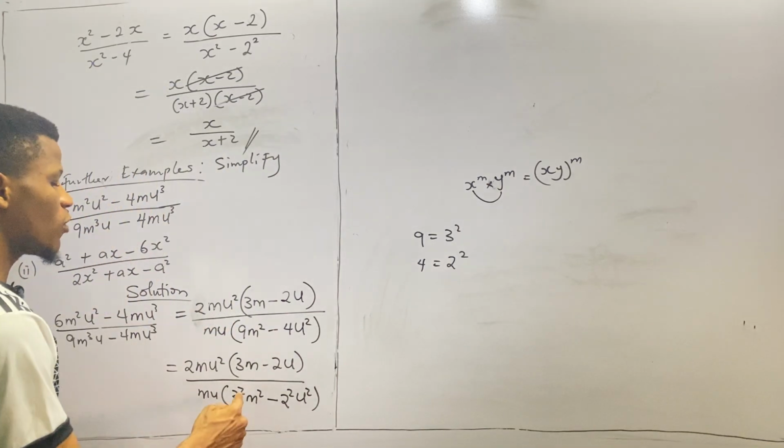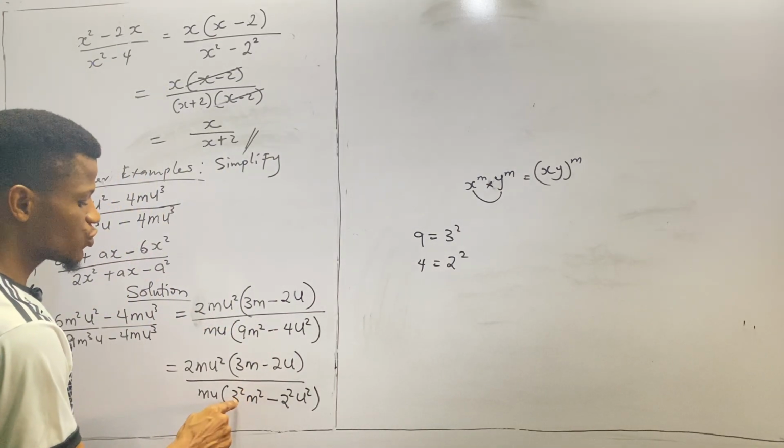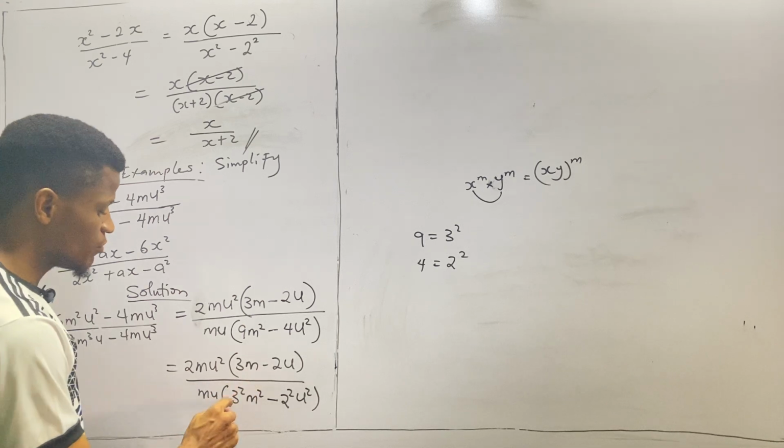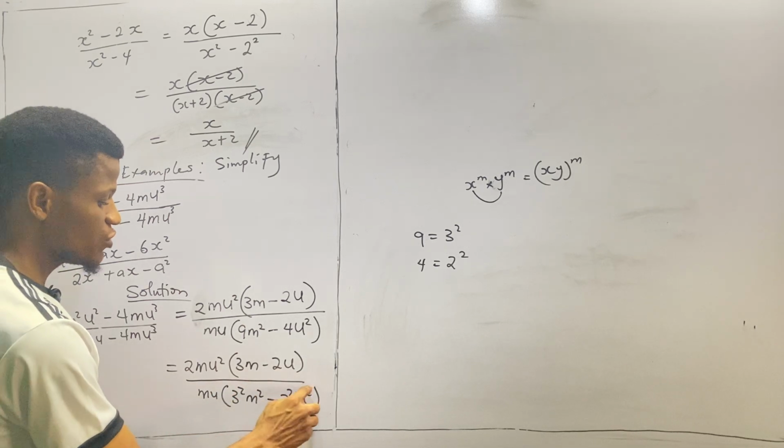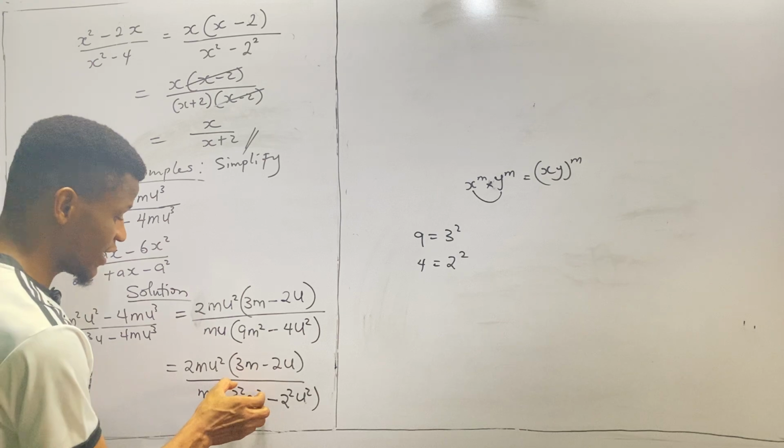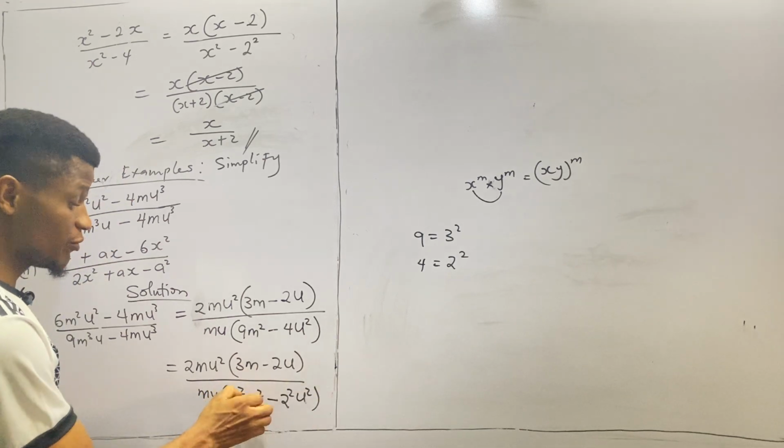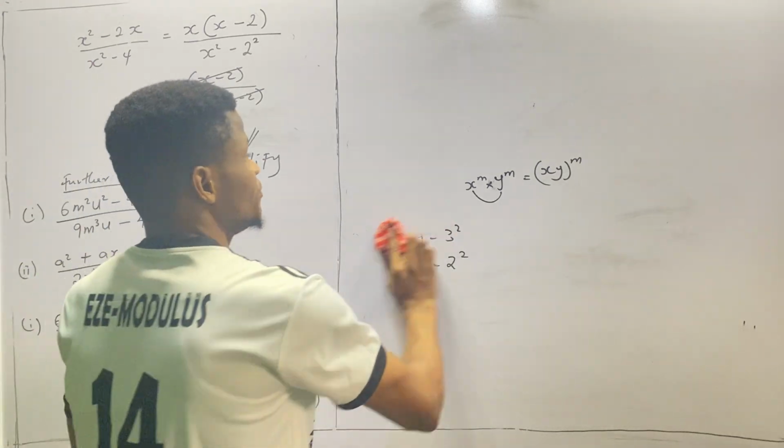So here we have a common power of 2 square, a common power of 2 between 3 and m, and a common power of 2 here between 2 and u. So we can factorize their common power from the law of indices. So let's continue.